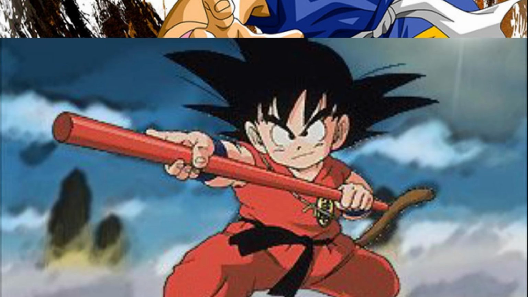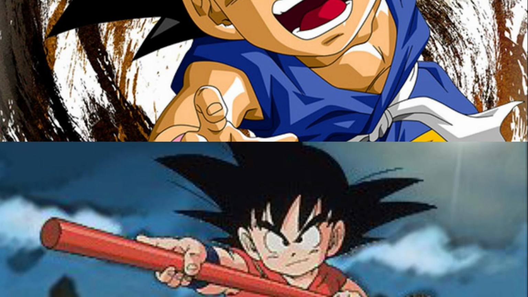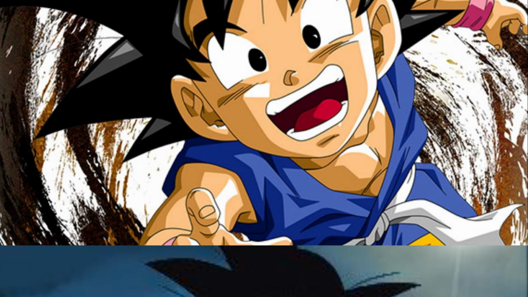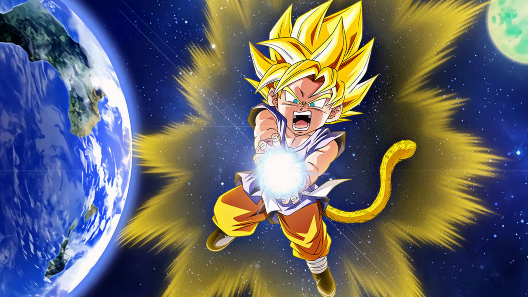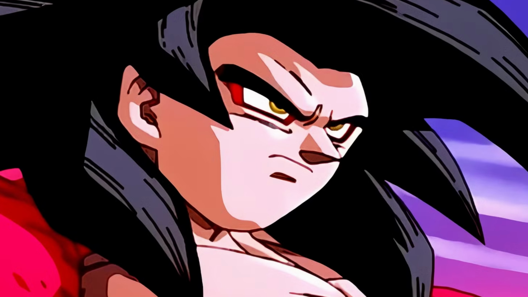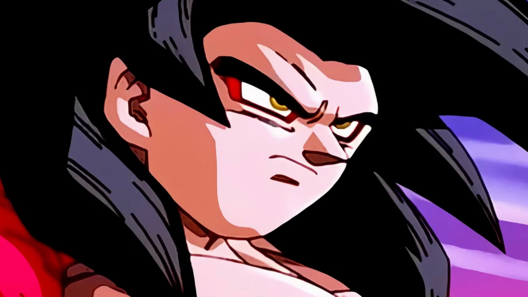GT Goku isn't just a depowered throwback. He's the closest thing the franchise has to a spiritual successor to the original Dragon Ball tone, while still expanding the power ceiling. He feels like a warrior nearing the end of his mythic journey.